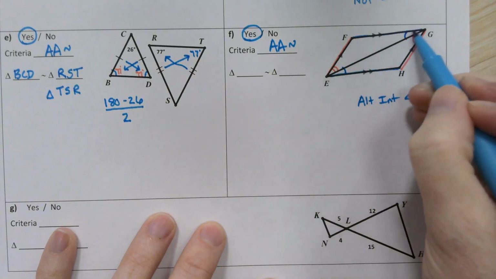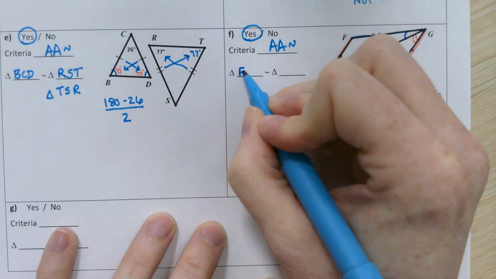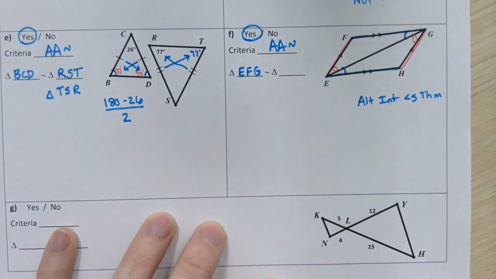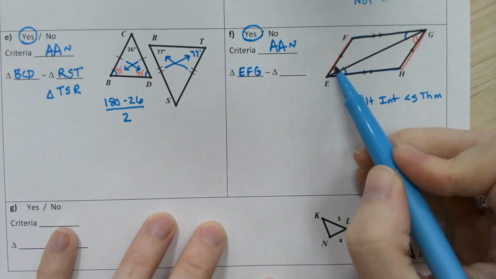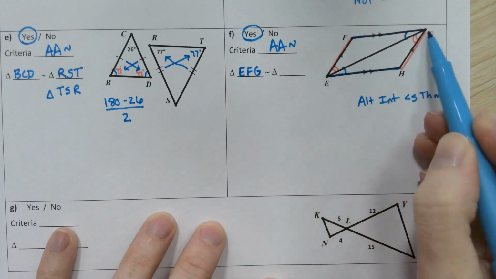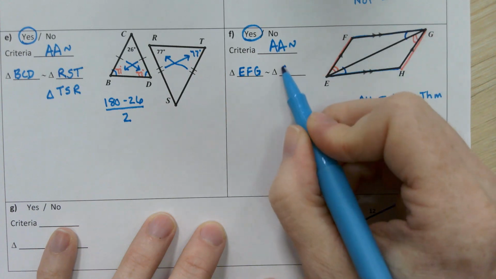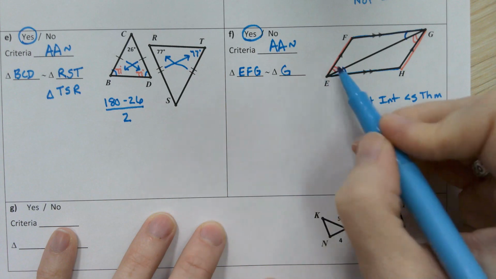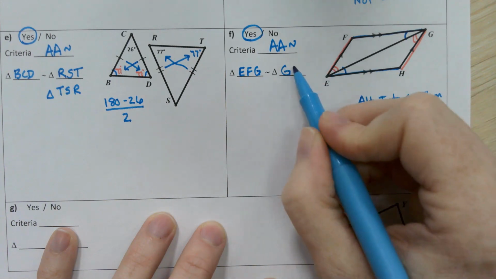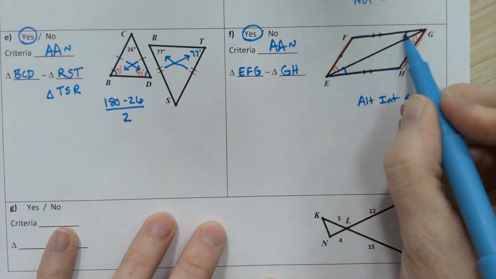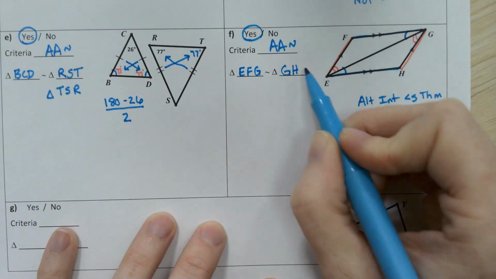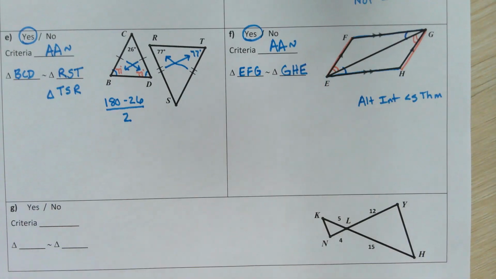I'm going to name the top triangle first, so that would be triangle EFG. E has my double mark attached to the side parallel, so that's going to start with a G in my other triangle. F is the empty angle, so that corresponds to H, and then G is marked with the single arc. That's going to correspond to E.